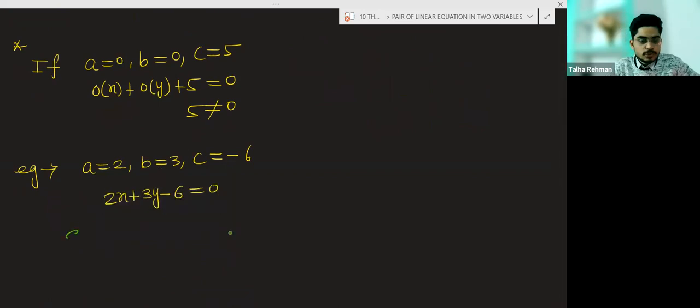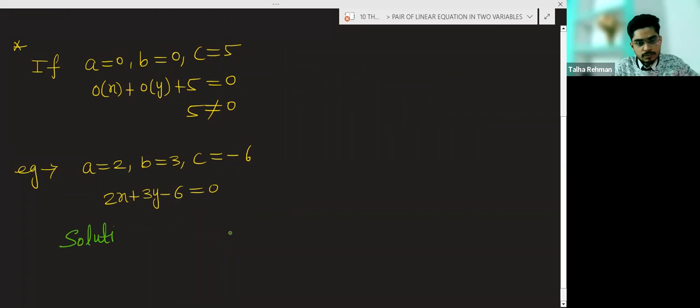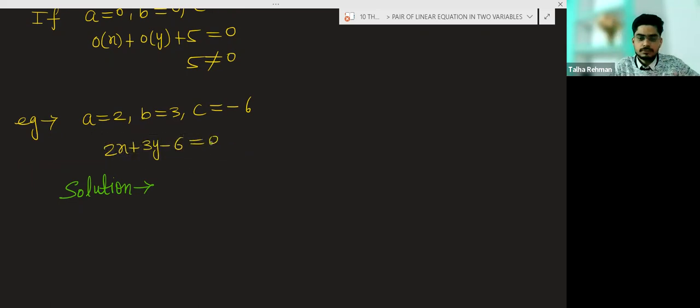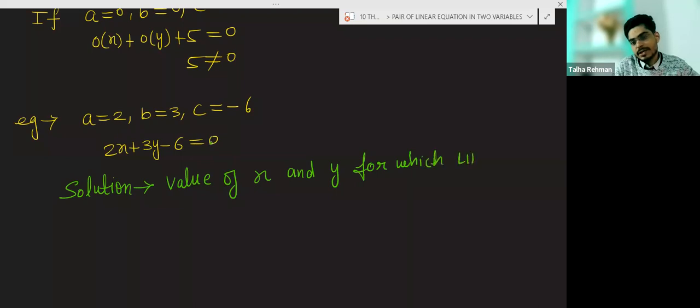Now, solution of this linear equation. The solution of a linear equation is basically the value of x and y for which the left hand side of the equation becomes equal to the right hand side of the equation.